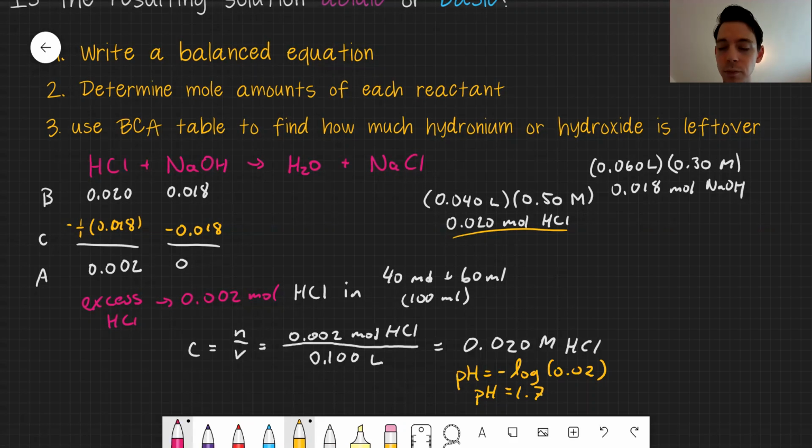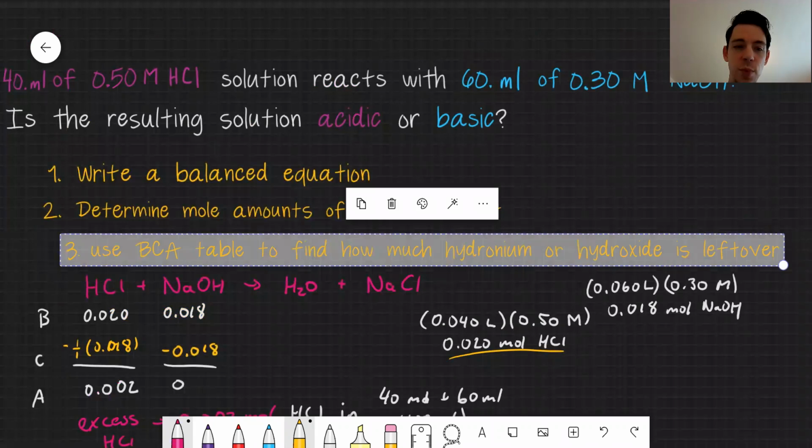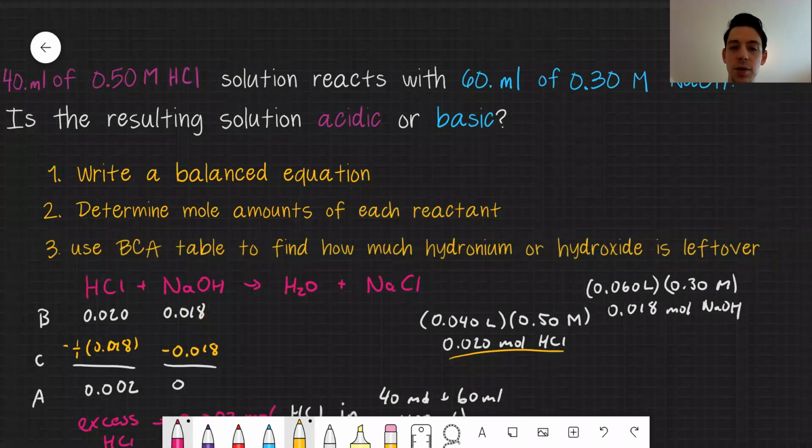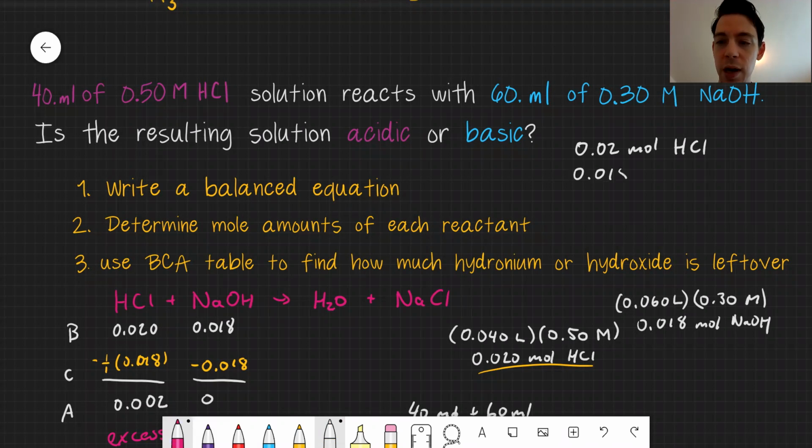All right. So this is how we would do a problem. Remember, this problem wasn't actually asking for a pH, it was just asking is the resulting solution acidic or basic. If you understand how to do it, you might not even need a BCA table. We can simply recognize that we have 0.02 moles of HCl, 0.018 moles of NaOH. Knowing that these react in a 1-to-1 ratio, I can see that this is in excess, right? And this is our limiting reagent.